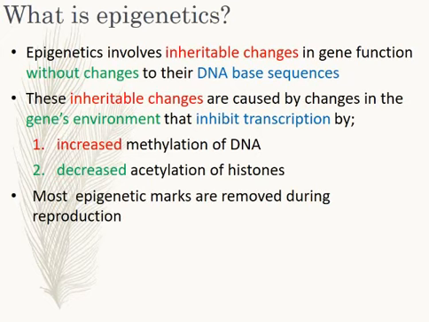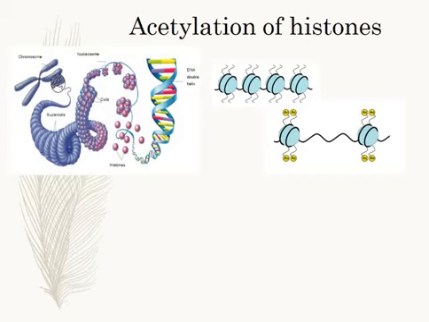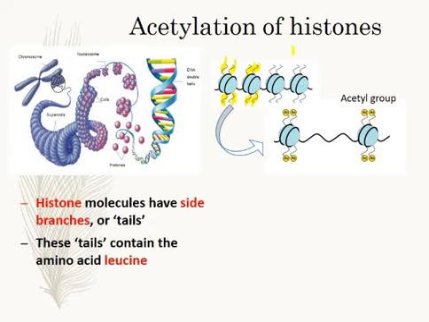So we'll start with acetylation of histones. Okay, so here we've got a diagram of histone molecules with DNA wrapped around them, and you can see that these histones have these tails sticking out. Okay, histones are proteins, so they are chains of amino acids bound together by peptide bonds, and there are these side groups sticking out. You can add acetyl to these side chains. Okay, so histone molecules have these side branches or tails, and these tails contain the amino acid leucine.